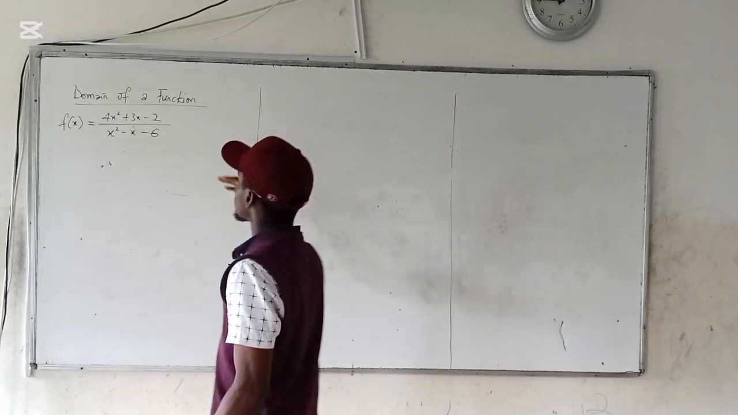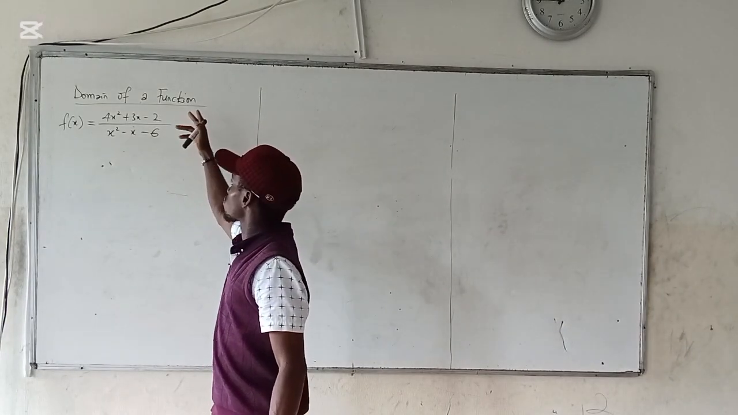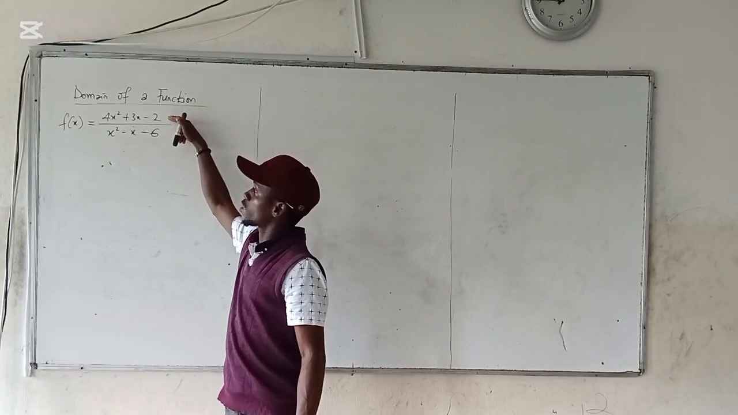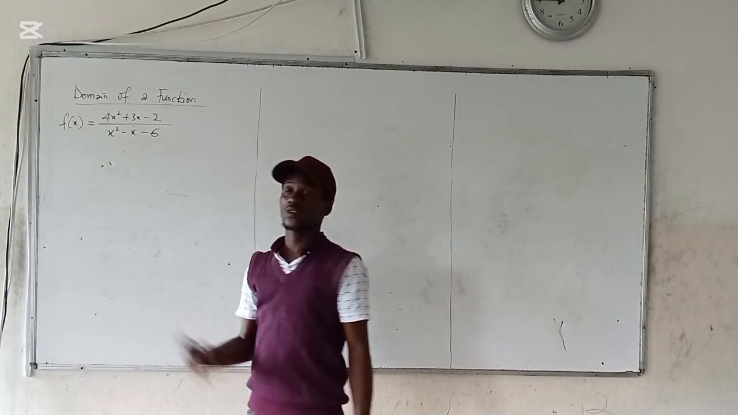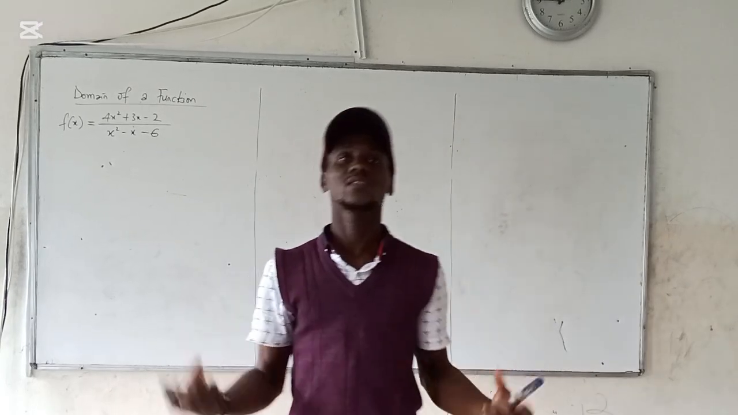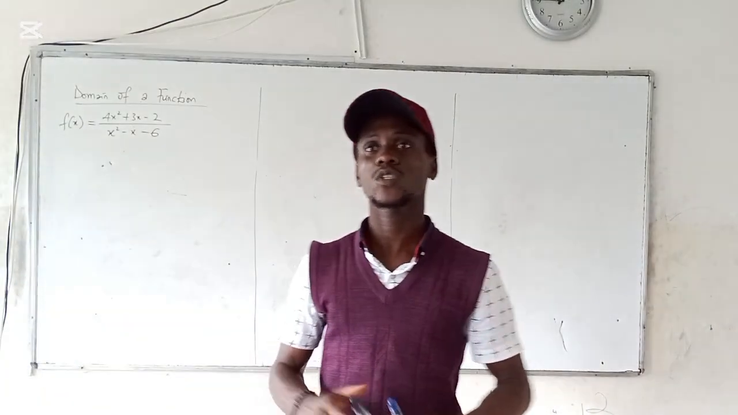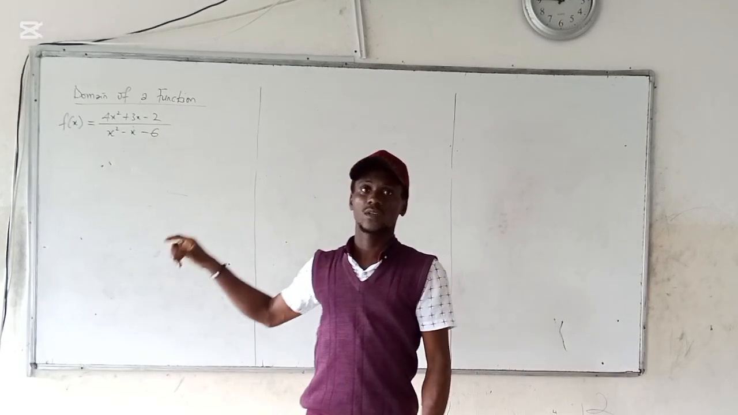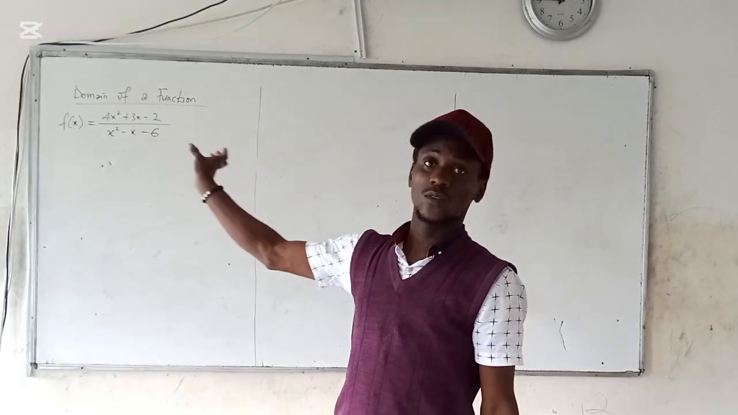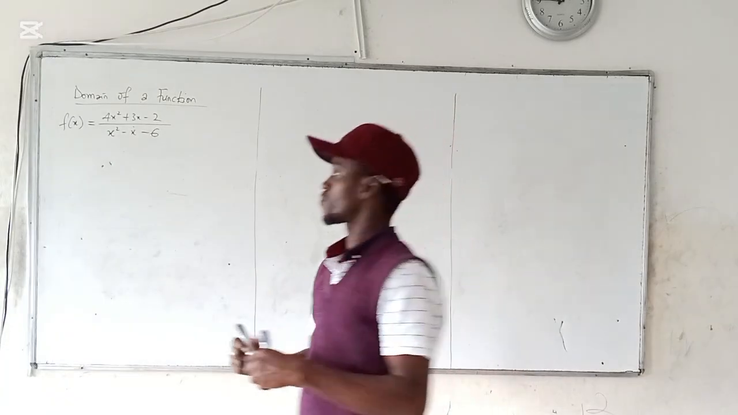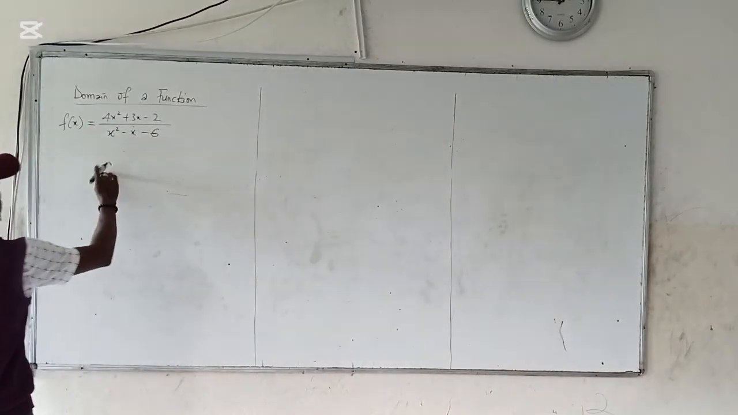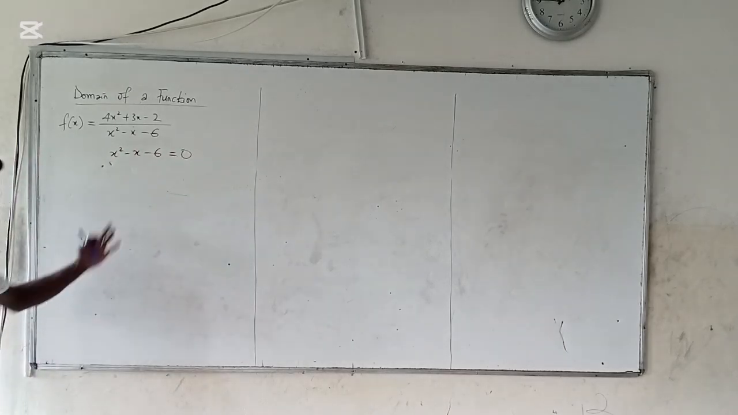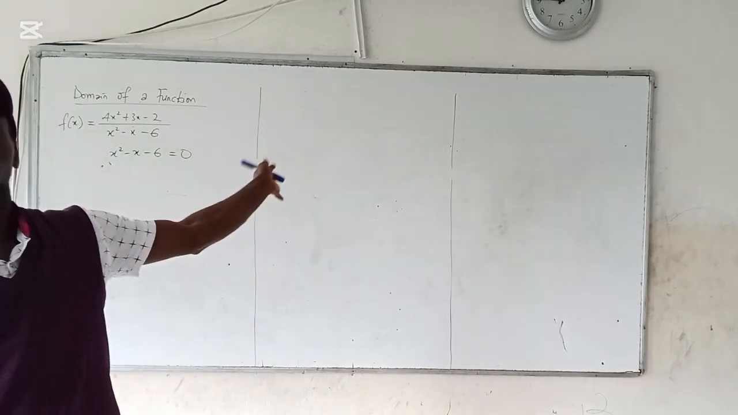Now this function is still a rational function, even though the numerator is a quadratic expression and the denominator is also a quadratic expression, but it's still a rational function. So the same concept we applied in the last video to the rational function is the same thing here. What do we do? Take the denominator and equate it to 0. So we'll take our denominator. What's our denominator? x squared minus x minus 6 equals 0. Equate it to 0 and solve for x.